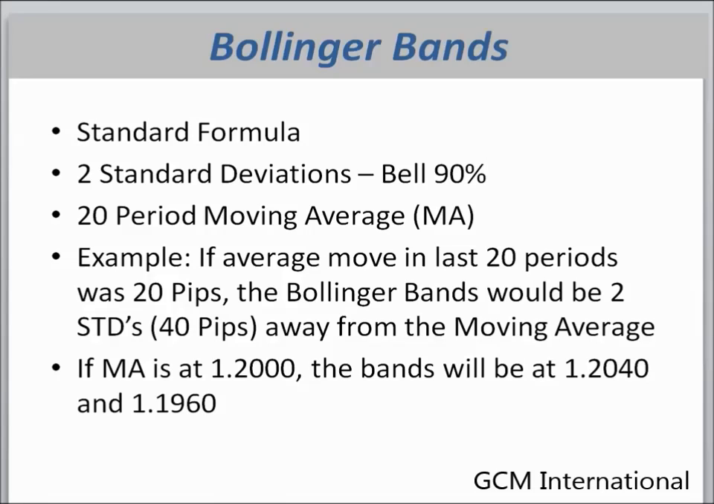Also, when you're plotting your moving average, you'll typically use a 20-period moving average. So what does that mean? For example, if the average move in the last 20 periods was 20 pips, meaning that in every period your trading instrument went from its high to its low by only 20 pips, then two standard deviations would be 40 pips away.